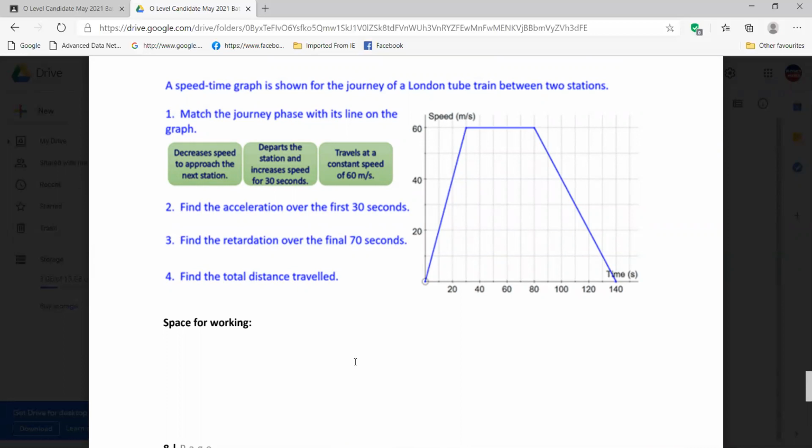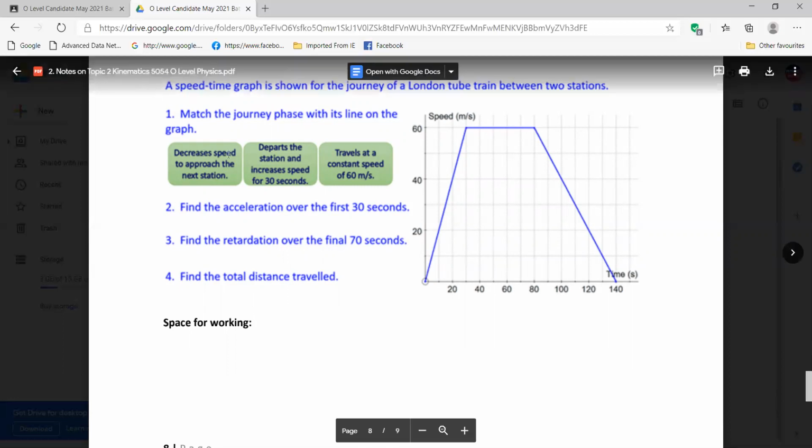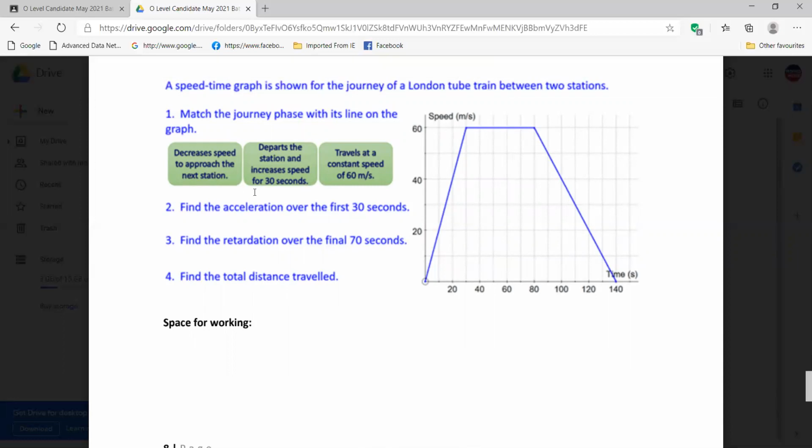Decreases speed. Decreases speed is the third line. Yeah, decreases speed to approach the next station is this one, right? Yes, sir. So the second one, departs the station and increases speed is the first line. Okay, very good. Increases speed for 30 seconds. Then travels at a constant speed. It is the second one, the second line. Yeah.